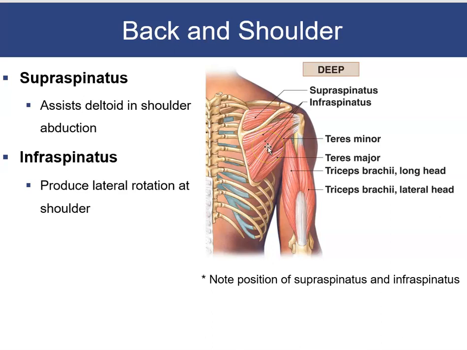Infraspinatus, infra means below. So this one is below the spine on the scapula. This produces lateral rotation at the shoulder.